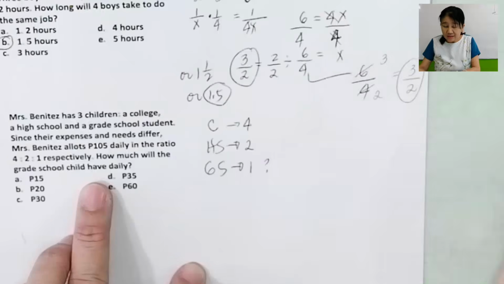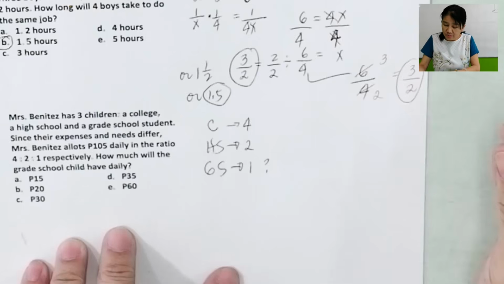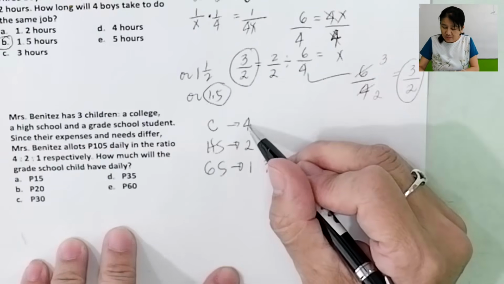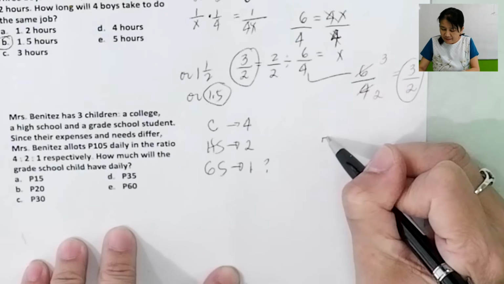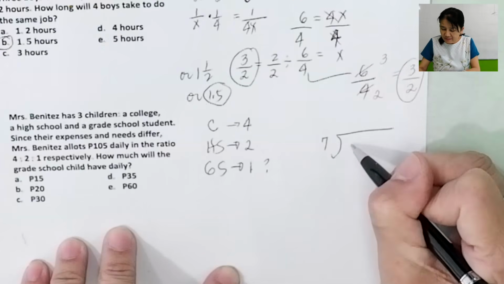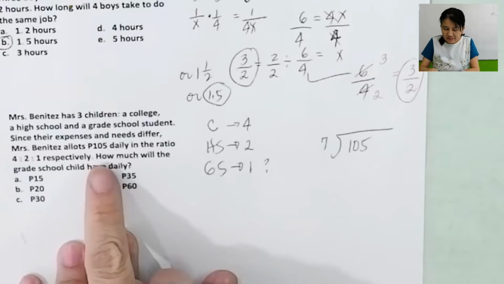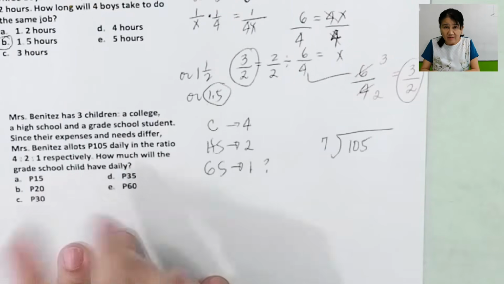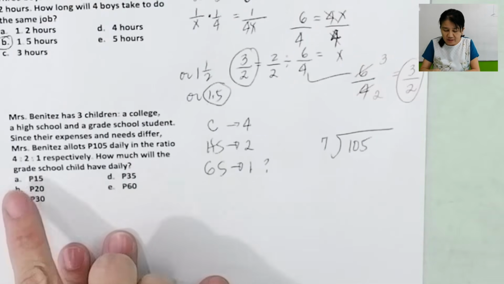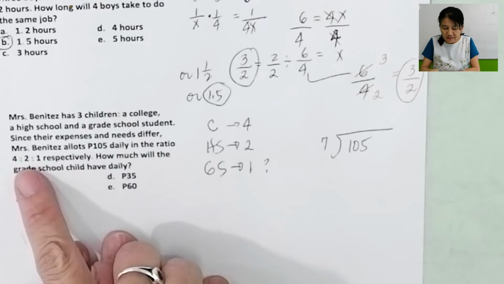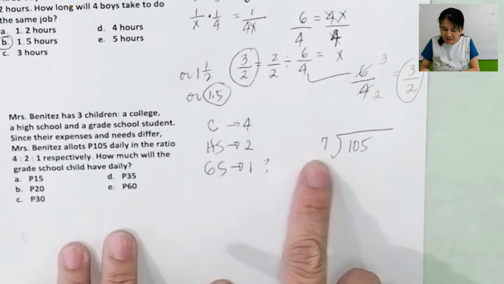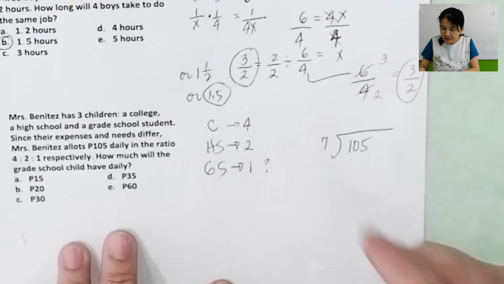Now, the easiest way to do this is to add: 4 plus 2 plus 1 is 7. And then divide 105, the daily allowance, by 7. Always remember that. If you have a ratio like this and you're given a total amount, add the parts, 7, then divide the total amount by 7.